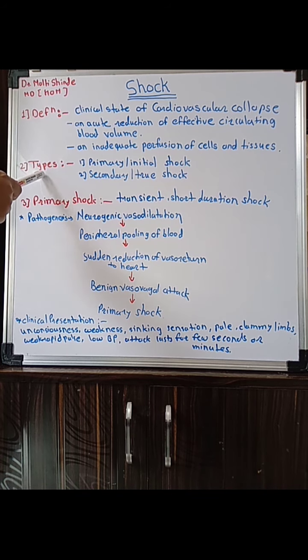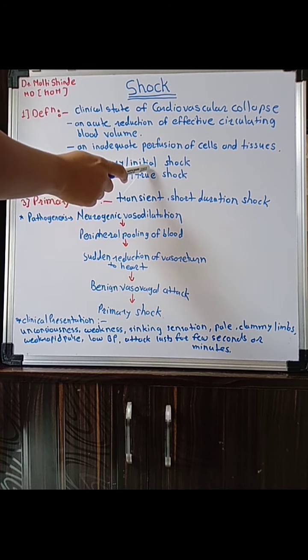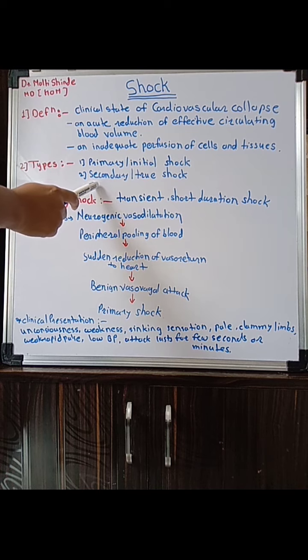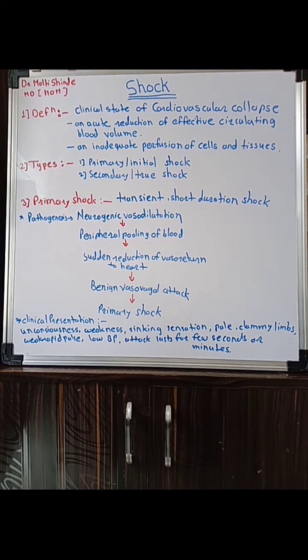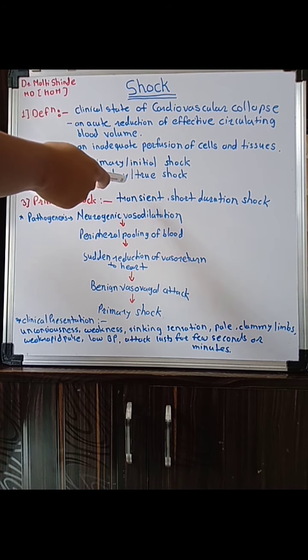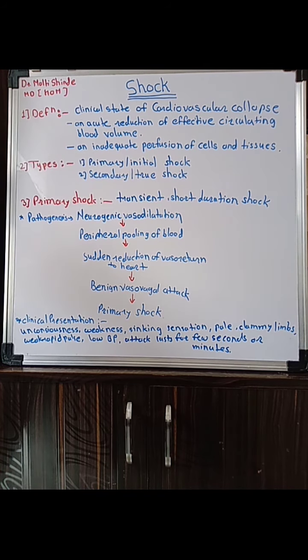Then the second point, the types of shock. Shock is broadly classified into two types. First, primary shock, also called initial shock. Second, secondary shock, also called true shock. What is primary shock? Primary shock is of short duration. And what is secondary shock? Secondary shock occurs due to hemodynamic derangements with hypoperfusion of the cells.